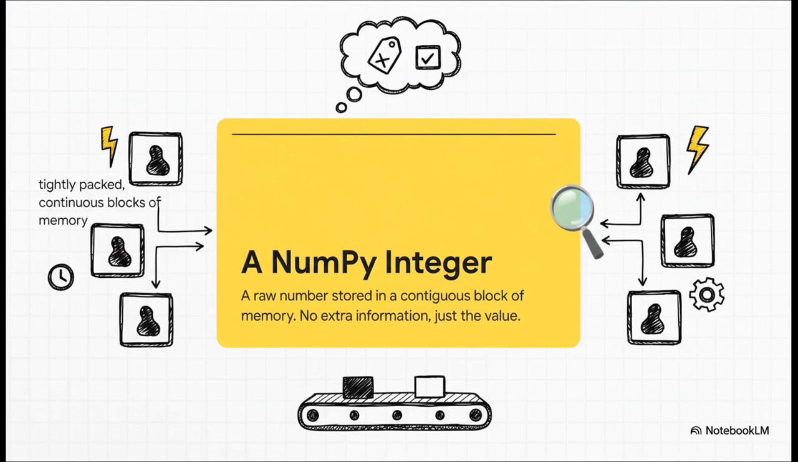A NumPy integer, on the other hand, is exactly what you think it is. It's just the number. That's it. No extra metadata, no baggage. It's stored in a nice, neat, continuous block of memory right next to its buddies, which makes it incredibly fast for the computer to work with.